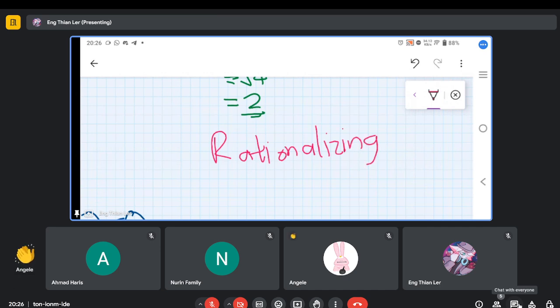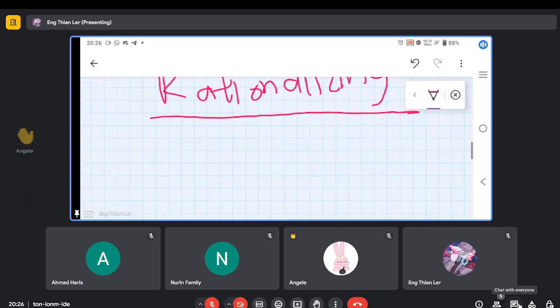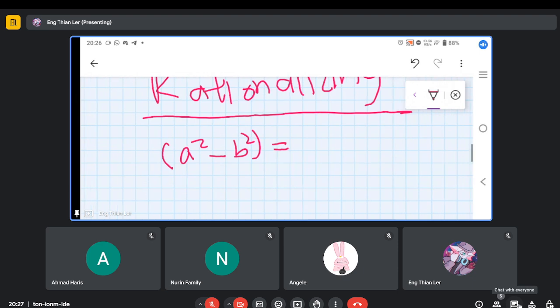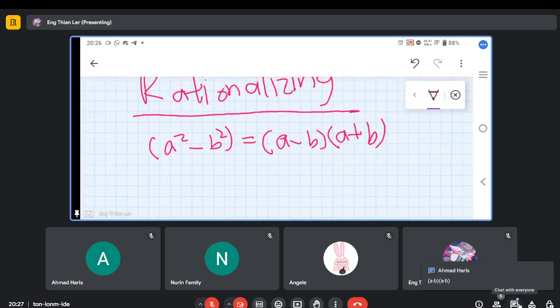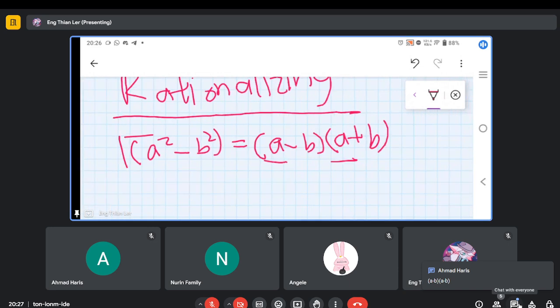Rationalizing. So we need to multiply by the conjugate. Do any of you know what this is? a square minus b square, if you factorize, everybody knows, right? It is equal to a minus b multiplied by a plus b. So if you multiply these two, you will get this. And why do we need to do this? Because we need to cancel out the root.